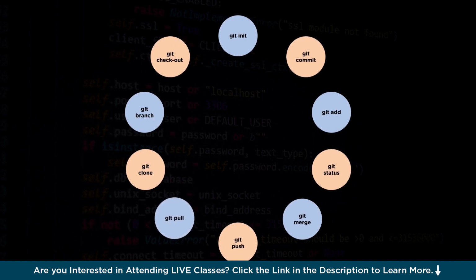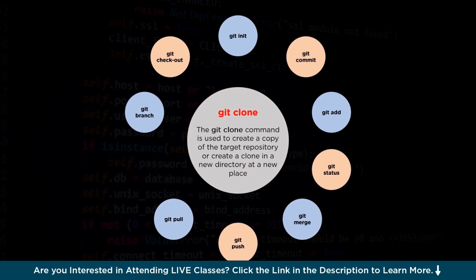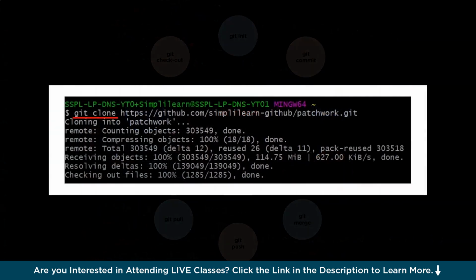The next command is the git clone command. The git clone command, as the name suggests, is used to create a clone or a copy of the target repository. The command creates a copy of the target repository in a new directory at a new place. Here, we are using the clone or download link of a repository with the clone command. Hence, you can create a new directory to put files, allowing the same code to have multiple versions running on the same machine.